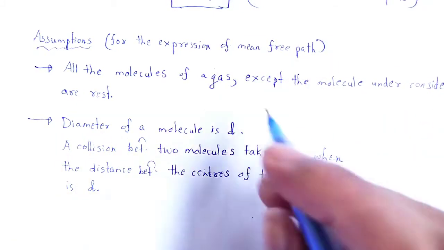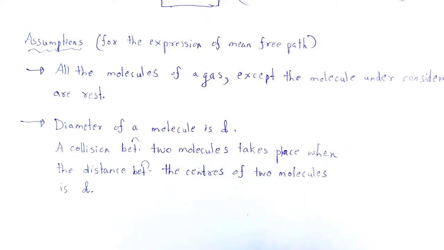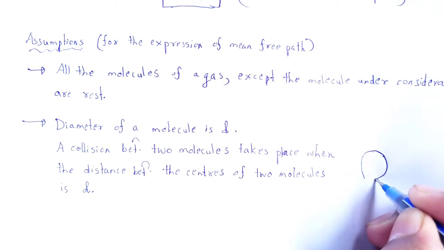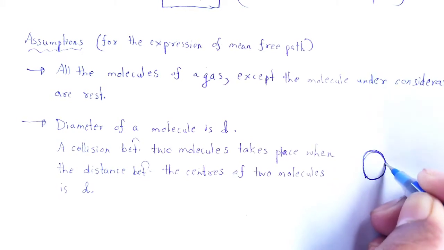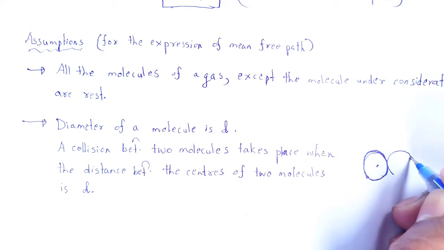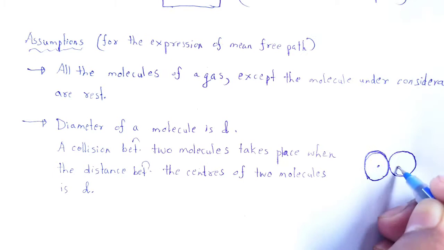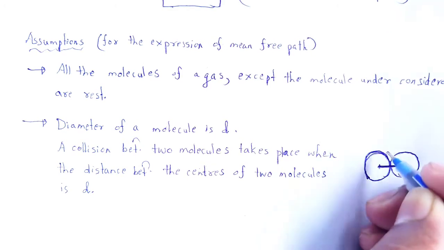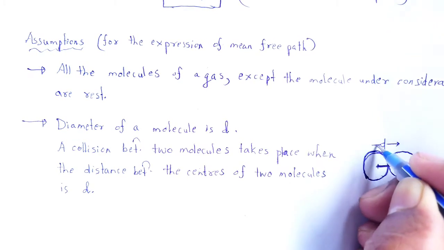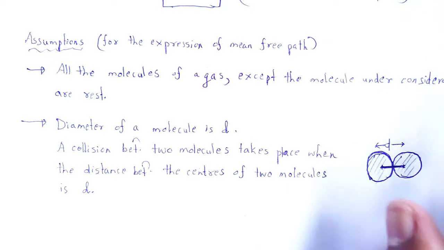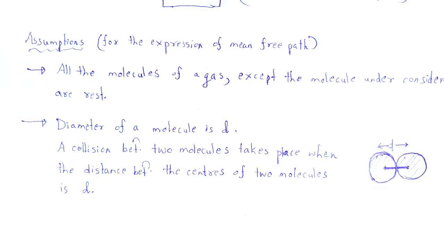If we take the diameter of a molecule as d, the collision takes place when the distance between the centers of the molecules is d. If one molecule has diameter d and another molecule has diameter d, then the collision takes place when the distance between the centers of these two molecules is d. That indicates that here the collision takes place between these two molecules.